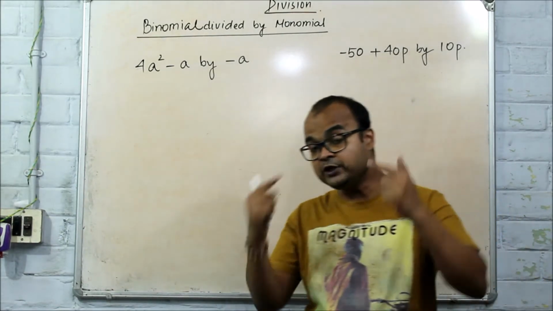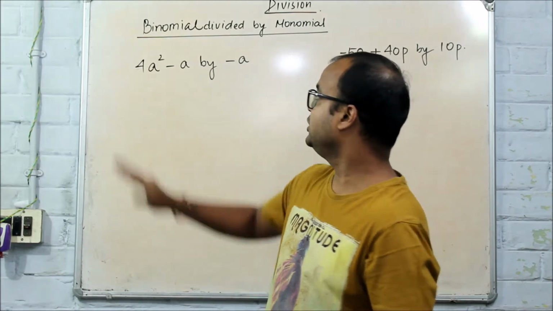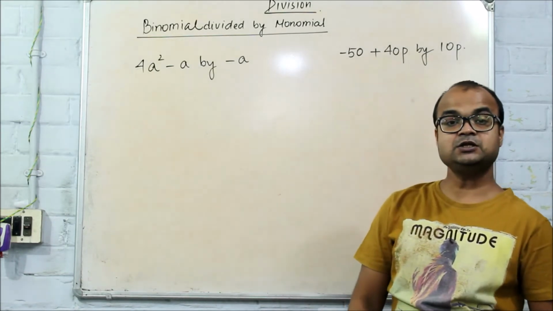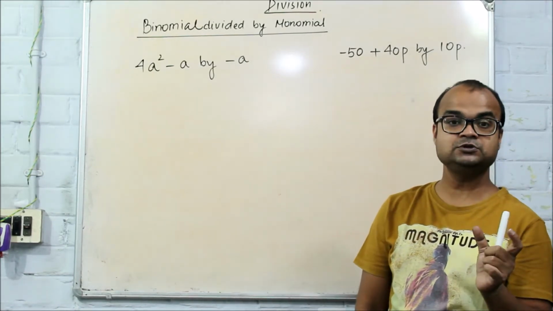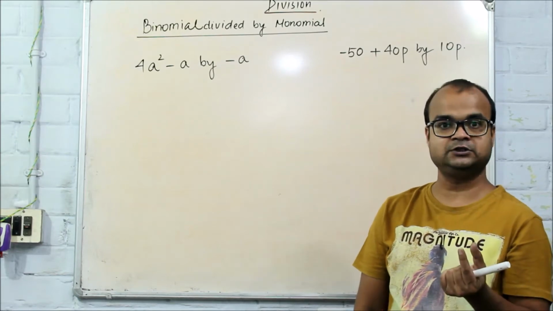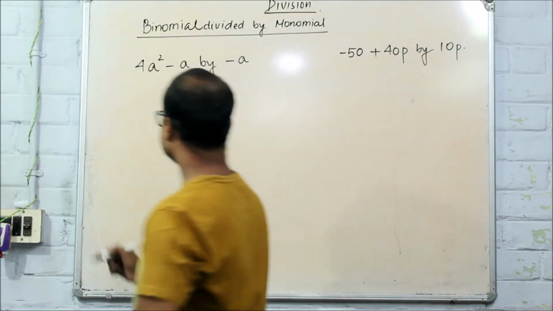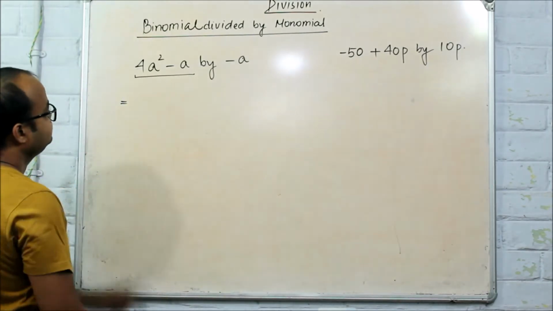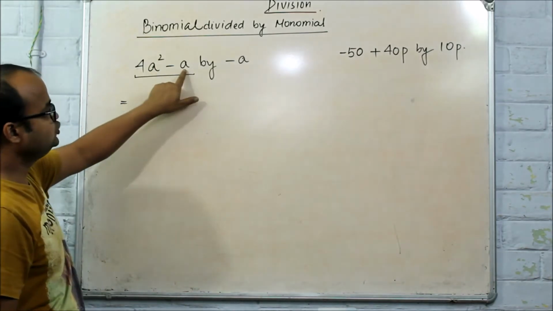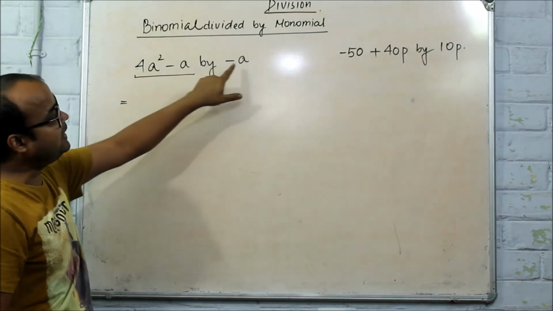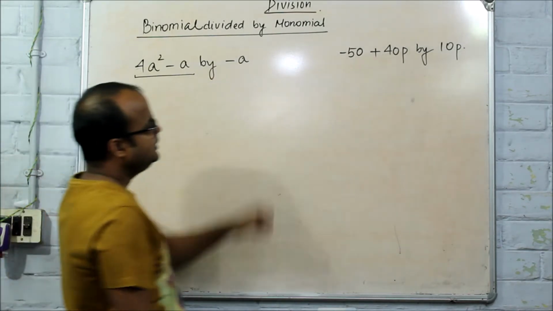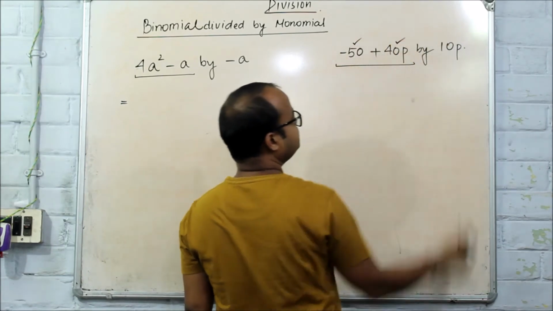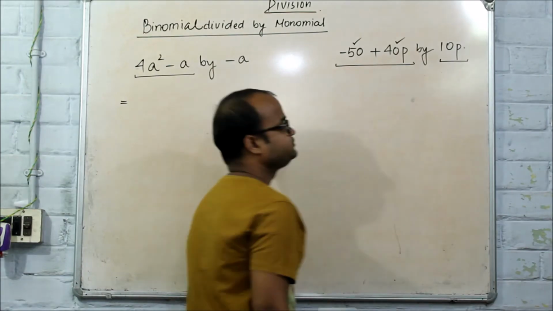Now I am going to teach you how to divide a binomial by a monomial. That means the numerator contains 2 terms, the denominator contains only 1 term. Let us take this example: 4a square minus a. 1 term, 2 terms, so it is a binomial. Minus a, single term. Minus 50 plus 40p, first term and this is the second term, divided by 10p, monomial.